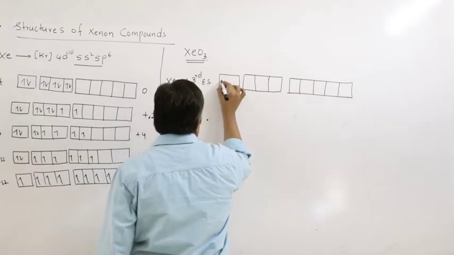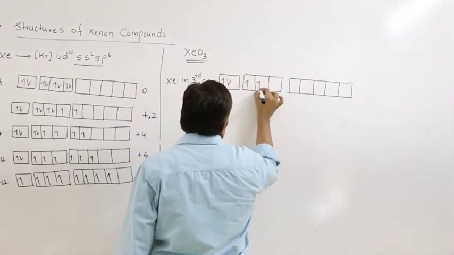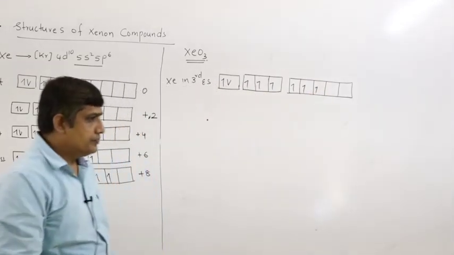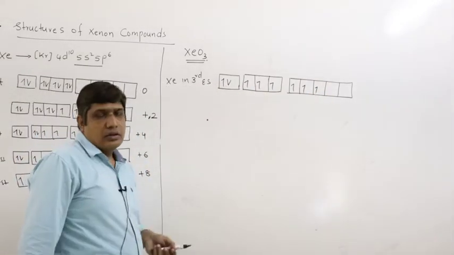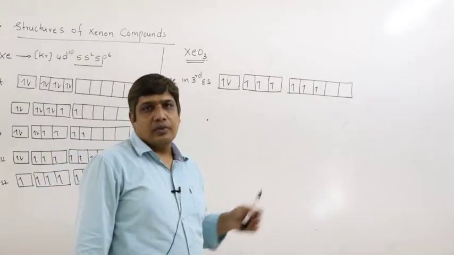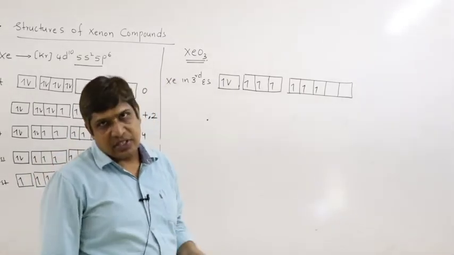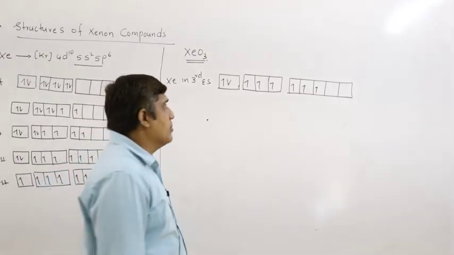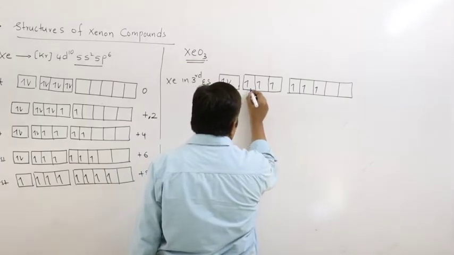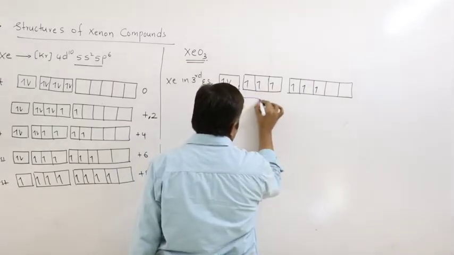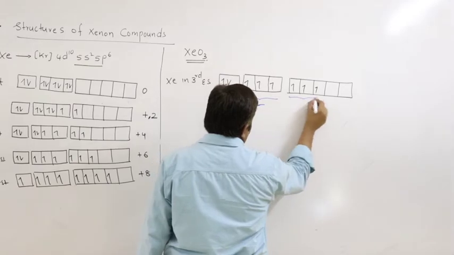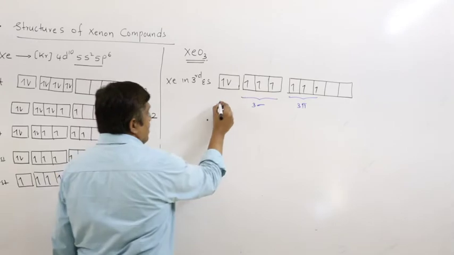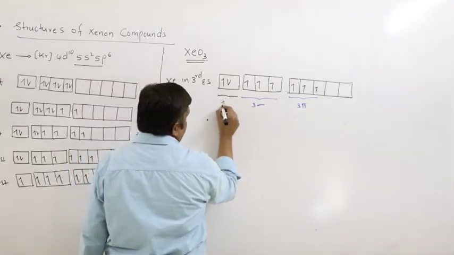Third excited state, it has 6 unpaired electrons. First, the electrons present in lower energy orbitals are used for sigma bonds. The electrons present in higher energy orbitals are used for pi bonds. So these three involve in sigma bonds with the 3 oxygens, 3 sigma bonds, and these are used in pi bond formation. And you have one lone pair. This is one lone pair.